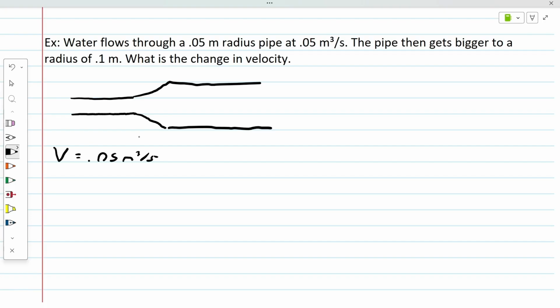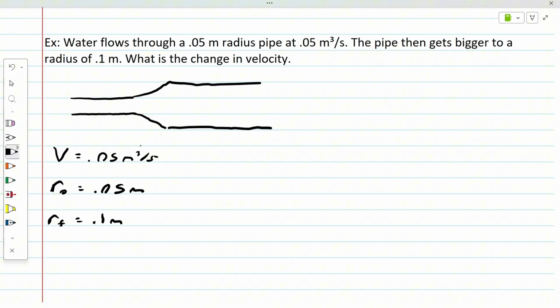And so now we also know that the radiuses are changing. So the first radius, which I'll write as R naught, equals 0.05 meters, and the final radius is 0.1 meters. And so we need to compare these velocities. So let's start by just finding the initial velocity, and we can do the same to find the final, or we can use that other equation.